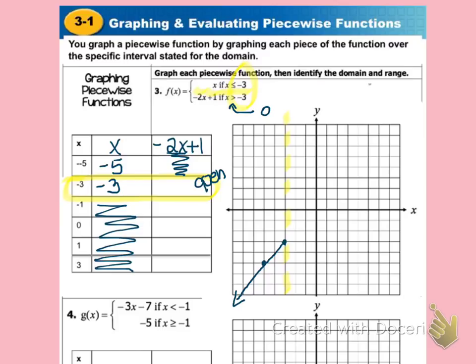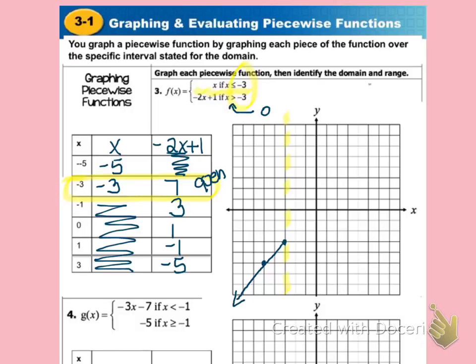Now I'm going to start using the other piece of the function, the -2x plus 1. So if I plug -3 into -2x plus 1, that's -2 times -3, which is 6, plus 1, that's 7. If I plug in -1, that's -2 times -1, that's 2, plus 1 is 3. Plug in 0, I'll get 1. If I plug in 1, that's -2 plus 1, which is -1. And finally, if I plugged in 3, I get -5.